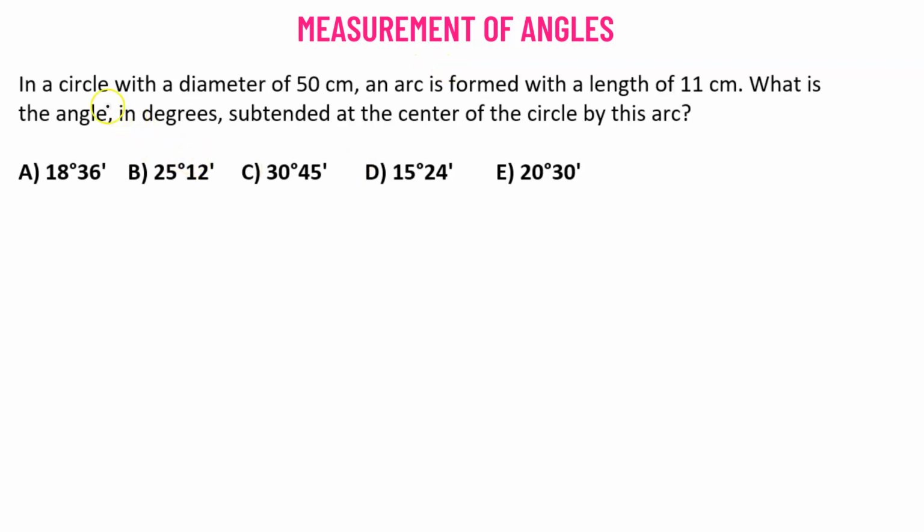So in this problem, we have a circle with a diameter of 50 centimeters. An arc is formed with a length of 11 centimeters. What is the angle in degrees subtended at the center of the circle by this particular arc?